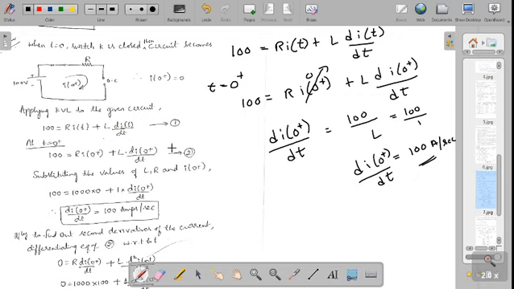So you have found I of 0 plus and the first derivative, di of 0 plus divided by dt. Now we need to find the second derivative of this. In order to find the second derivative, you already have this equation, right? Let us call this equation number 2. You perform the differentiation of this equation. So what happens?